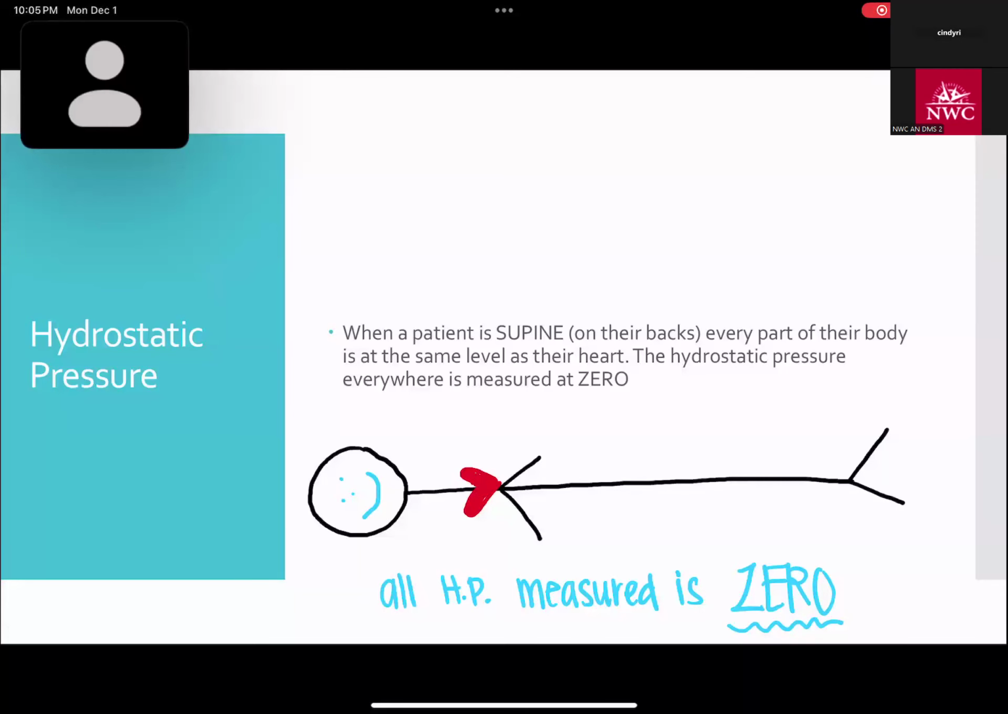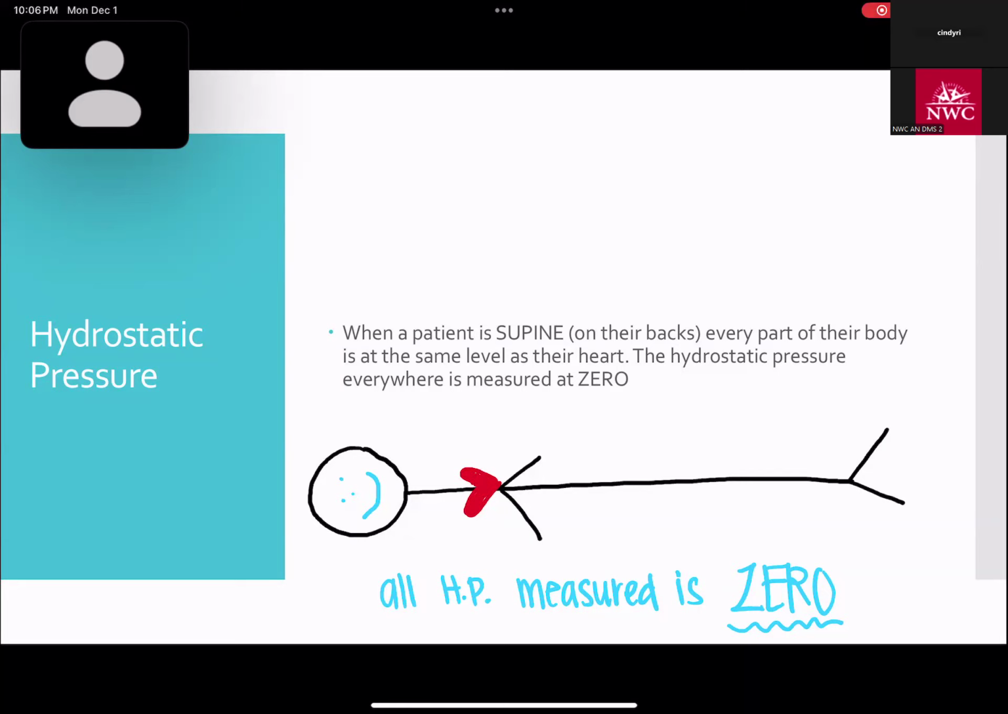For the SPI, you have to know what hydrostatic pressure is. You also have to know that when the patient is in the supine position and every part of the patient's body is on the same level as the heart, the hydrostatic pressure everywhere it is measured is zero. The reason we are concerned with that is for blood pressure reasons.